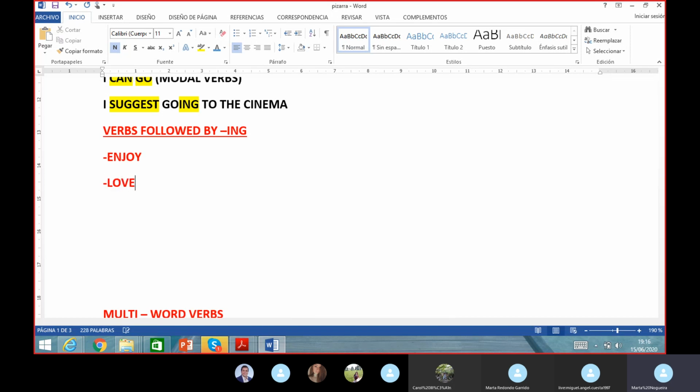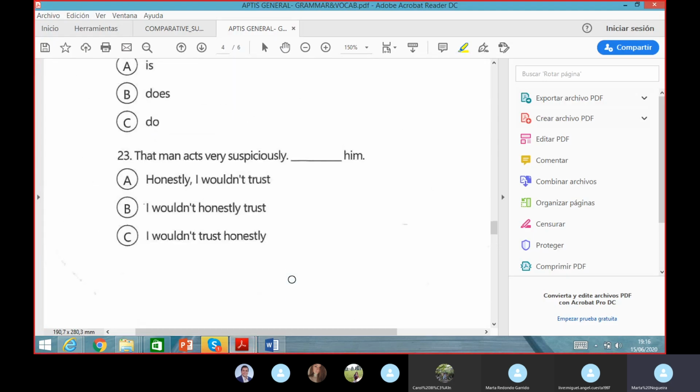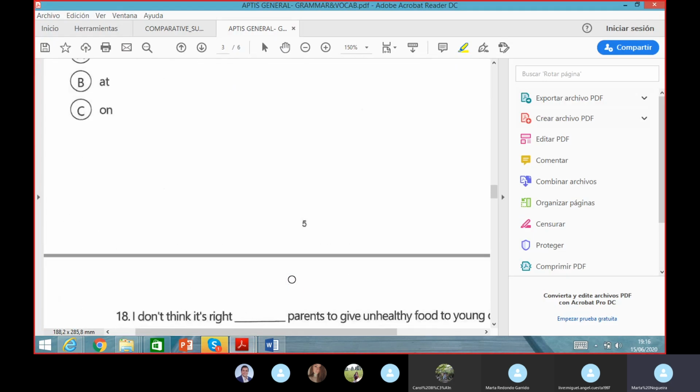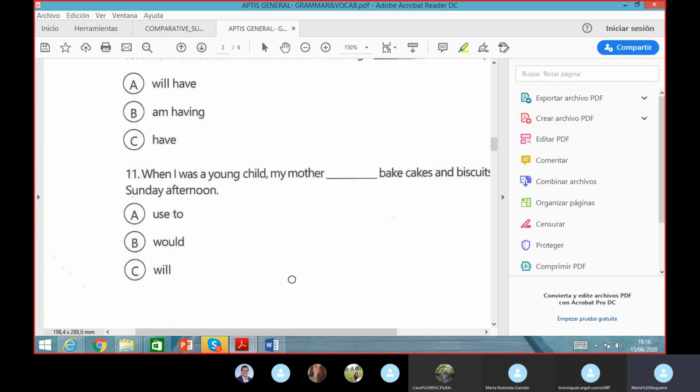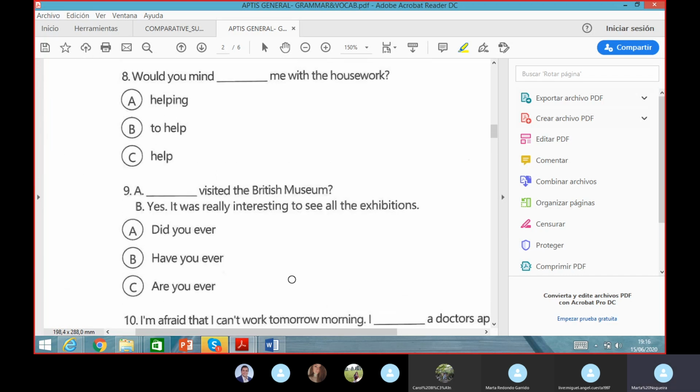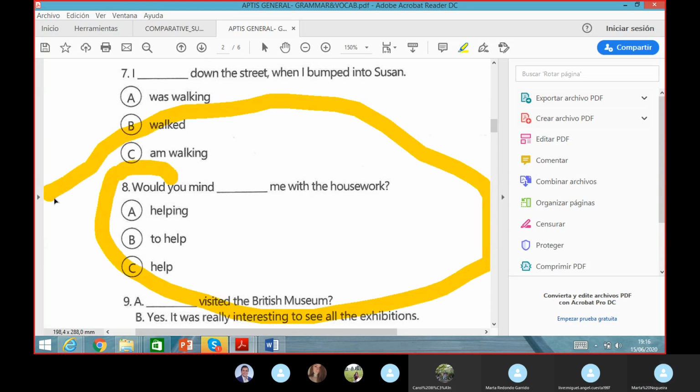Vamos a ver algunos, los que me salgan de memoria, ¿vale? Love, like, hate. Cuando yo vea un verbo de estos, chicos, pongo ing detrás, ¿vale? A ver si encuentro un ejemplo aquí en el examen. Would you mind? Mind es un verbo que requiere ing. Helping. ¿Veis qué fácil si yo reconozco el verbo? Si yo reconozco el verbo, no solo hago este examen tranquilamente en 25 minutos, sino que lo hago en 12.